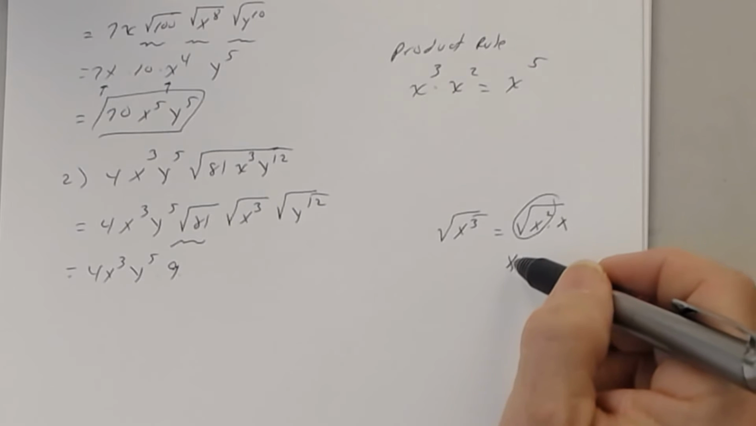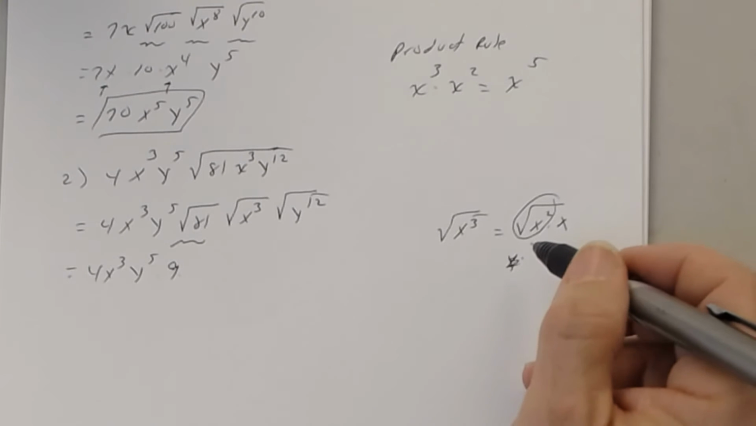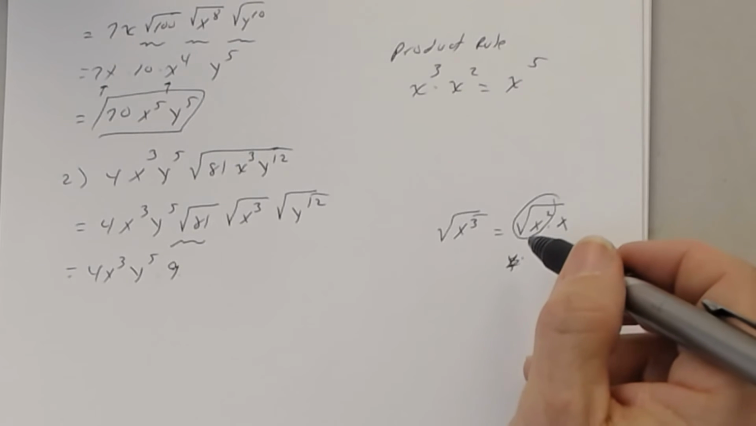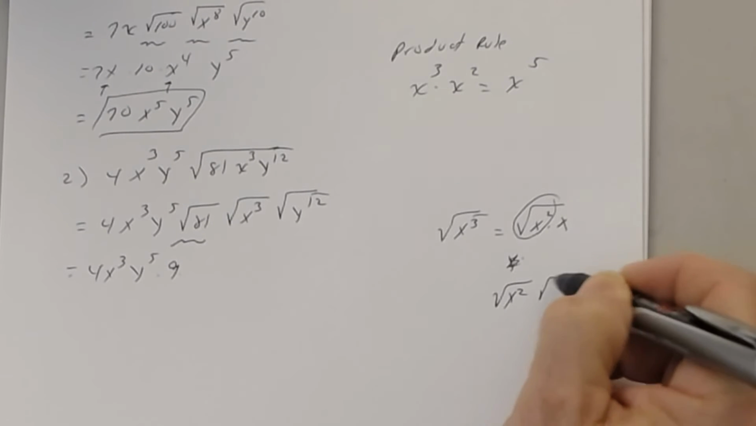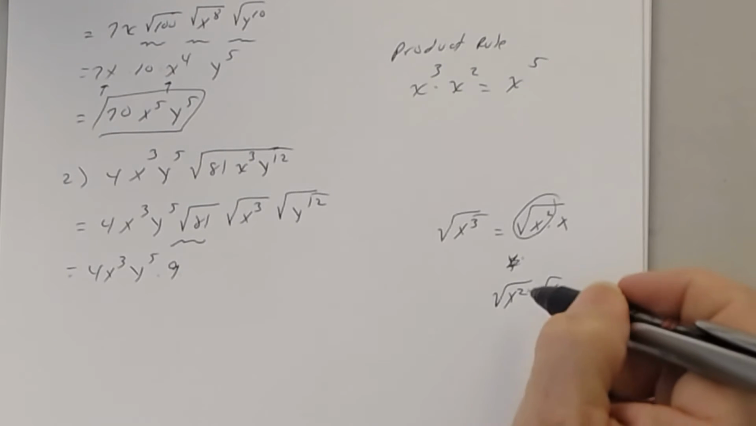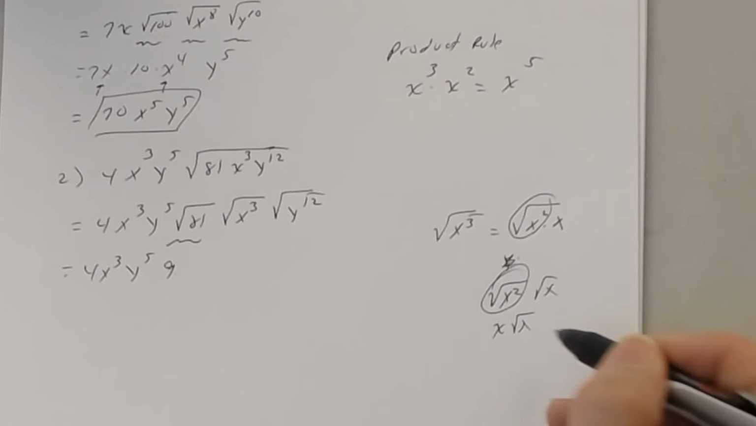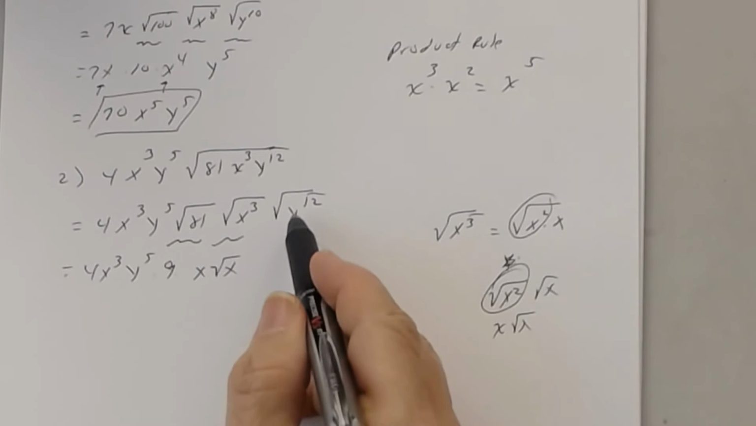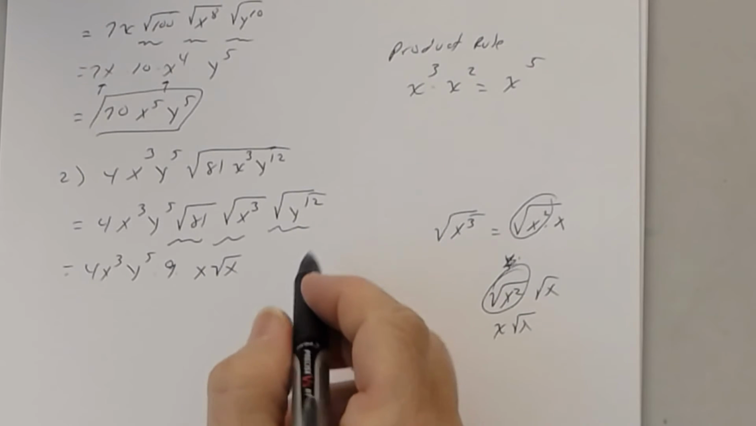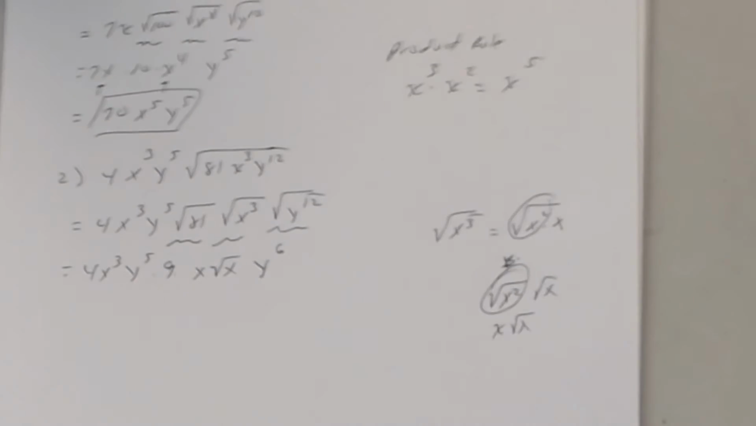I was trying to skip a step here, but apparently for some of you that wasn't a good idea. So do y'all agree that this right here is the square root of x squared times the square root of x? What is the square root of x squared? So you left x and what? Square root of x. That's this right here. What is the square root of y to the 12? Y to the 6. All right, so that's where I'm at.